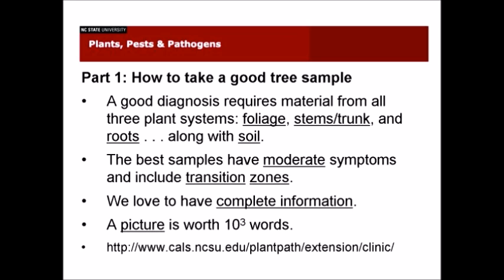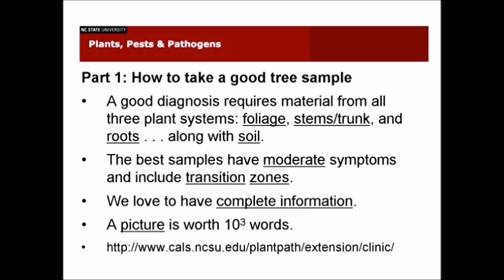Foliage, of course, because that's where oftentimes we see the symptoms. I didn't include flowers or fruits, but that would make sense in the case where those were showing symptoms. And then the stems and the trunk. So getting pieces of all three will really help us to come up with a good diagnosis for you. The second point I'd like to make is that the best samples have moderate symptoms, not something that's all dead and dry already, something that has good visible symptoms, and it includes transition zones.